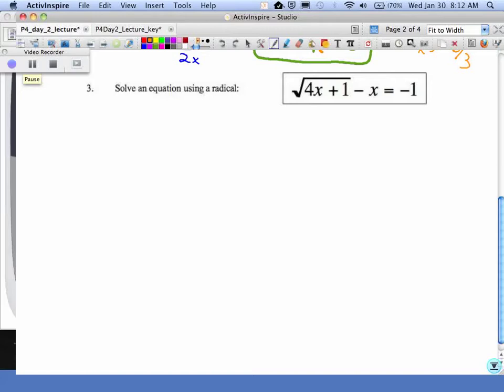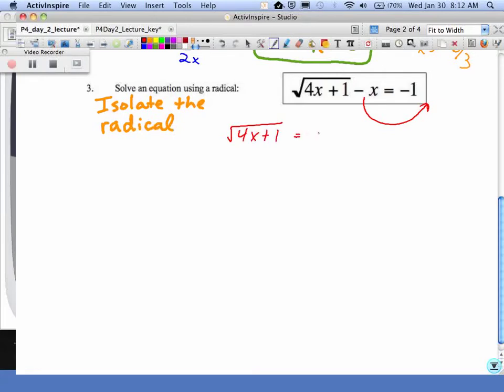When you see radicals in a problem, you want to isolate the square root or radical symbol. So you want to isolate the radical. So what we're going to do is take the negative x and send it over to that side. So we have 4x plus 1 is equal to, when it goes over, it's positive x, so I'm going to just write it x minus 1. So it's not going to the end of the equation, I'm just going to slide it to the other side so the negative 1 stays at the end.